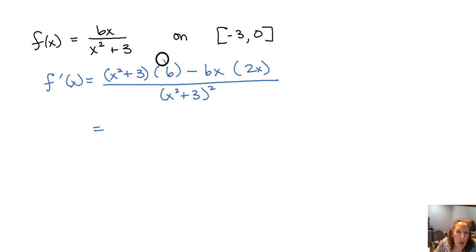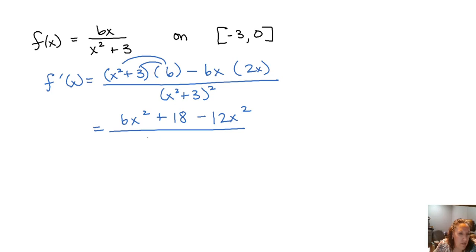And so if we distribute our 6 here, we're going to get 6x squared plus 18. And then negative 6x squared plus 2x squared... I mean, negative 12x squared over x squared plus 3, quantity squared. And then combining like terms there, 6x squared minus 12x squared is negative 6x squared. We still have our plus 18.